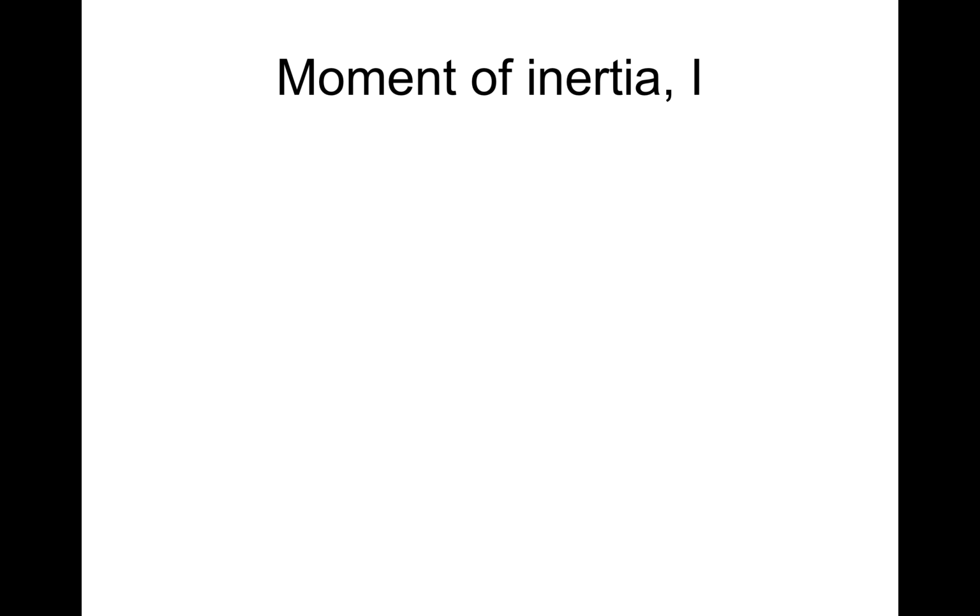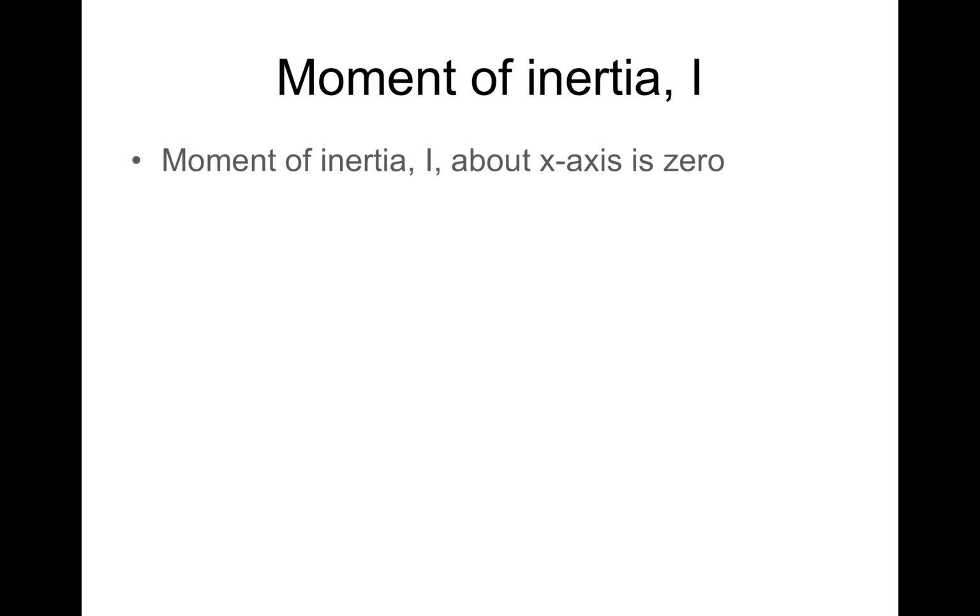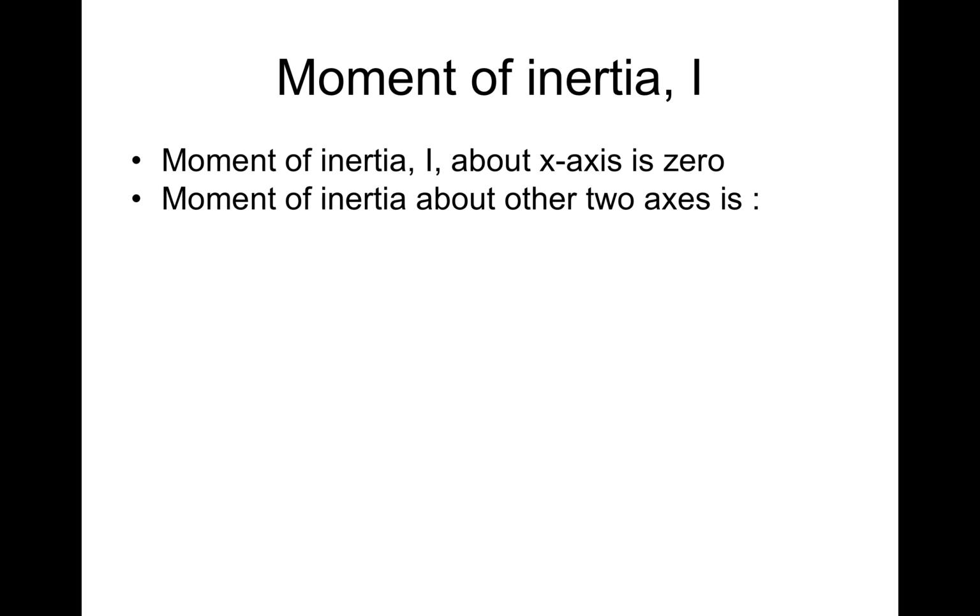Let's look at the moment of inertia I. The moment of inertia I about the x-axis is 0, because during the rotation about the x-axis, there is no change in dipole moment. However, the moment of inertia about the other axis is given by I equals m1 r1 squared plus m2 r2 squared. Let's call that equation number 1.